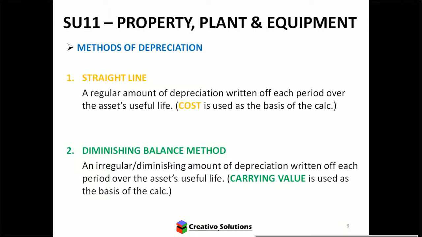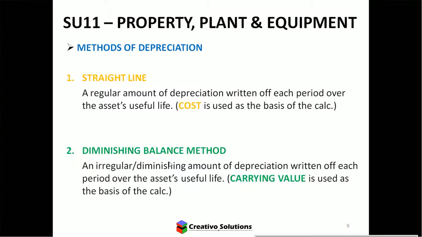I remember it. See, good. Okay, so we're going to revise it. Okay, straight line, what do I use as the base of the calculation? I use the cost price. Right, cost price is the historical cost. We spoke about that earlier.